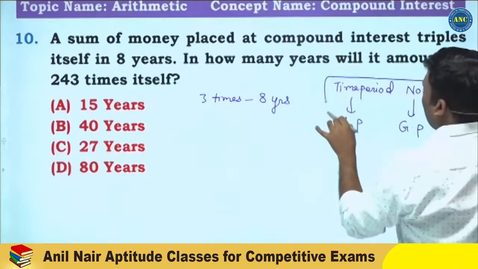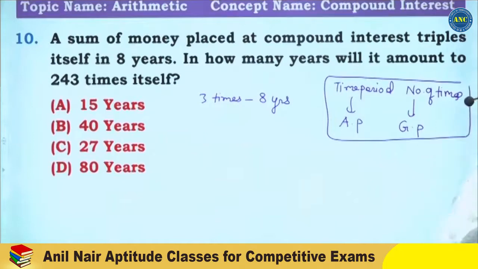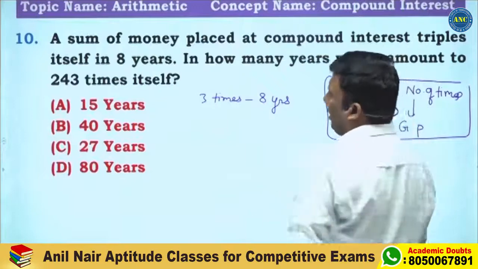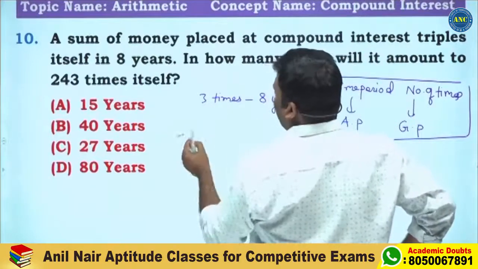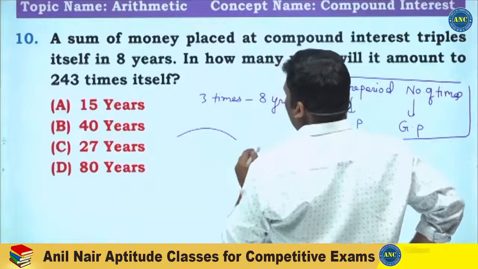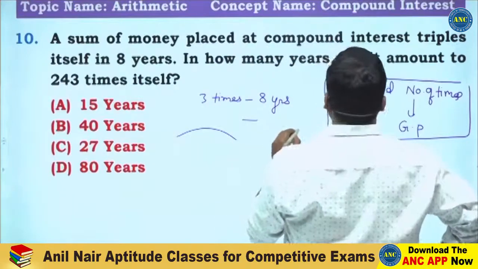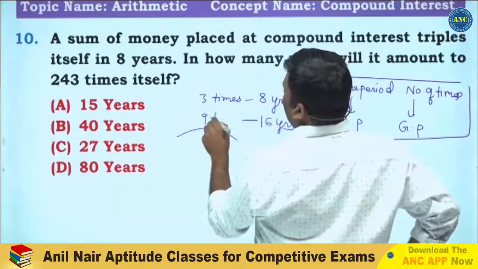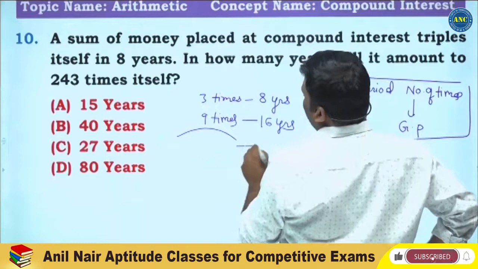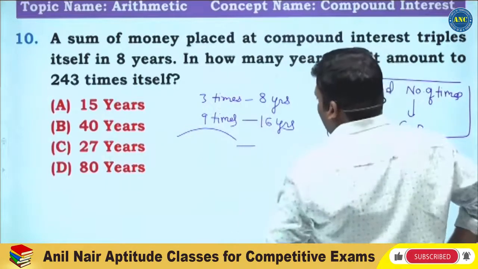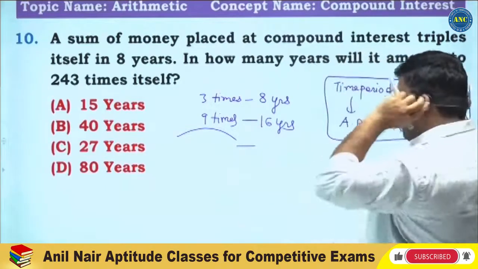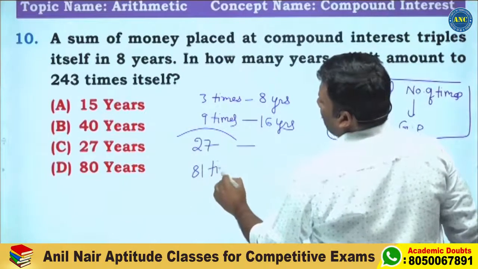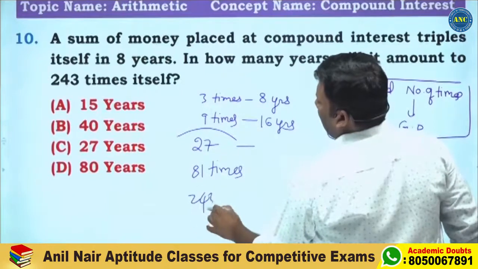Time period will go in arithmetic progression. Number of times will go in geometric progression. Why will it go? Now see here. It is 3 times in 8 years. That means if the time period is in arithmetic progression, in 16 years this will be 9 times. Are you all with me? Again 3 square, it is 27, 81 times, and this will be 243 times.